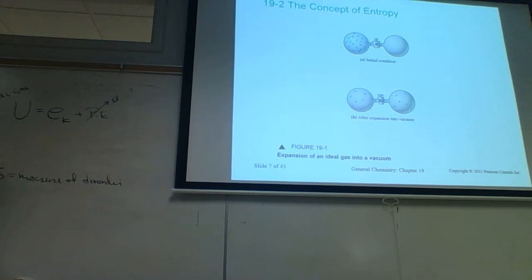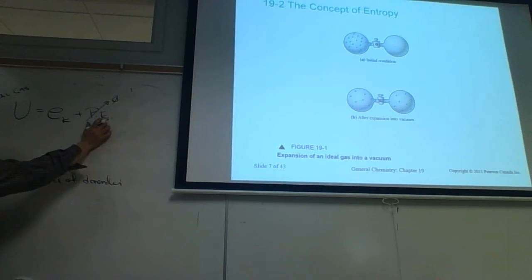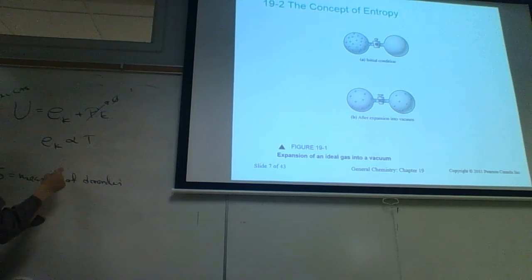Because ideal gases, what are they made out of? They're made out of nothing. What kinds of chemical reactions do ideal gases undergo? None. What kind of intermolecular forces do they have? None. And so the potential energy is 0, and so for an ideal gas, the only energy is kinetic energy. Now kinetic energy is directly proportional to temperature.